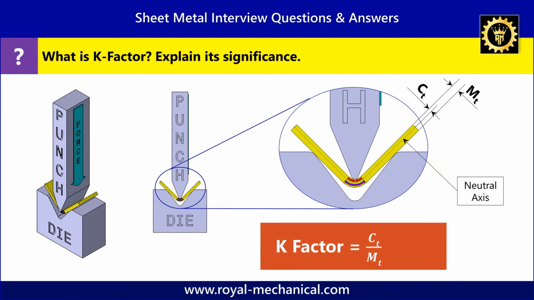Usually, the value of the K-factor is 0.4. The K-factor depends on the sheet metal's bend radius, thickness, material, and bending type.